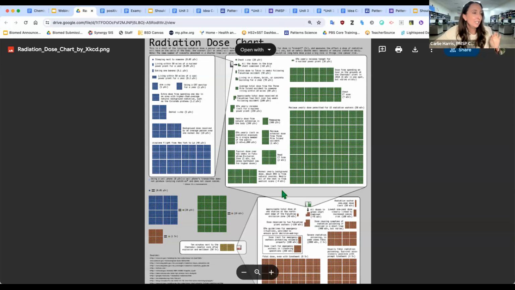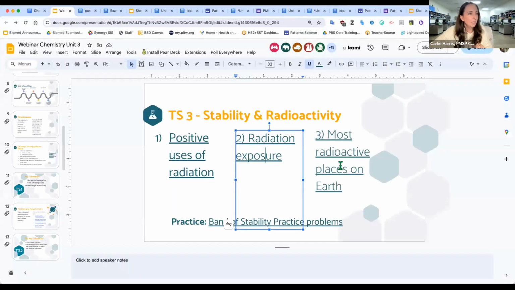It's a little hard to see, so you might not want to print this one out. Or maybe you have access to a large format printer and you could print it really large. That might be cool to put in your classroom as well. So that's the second part.